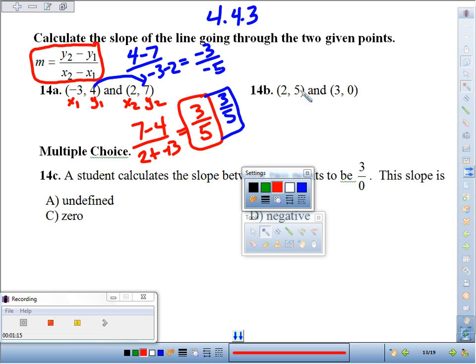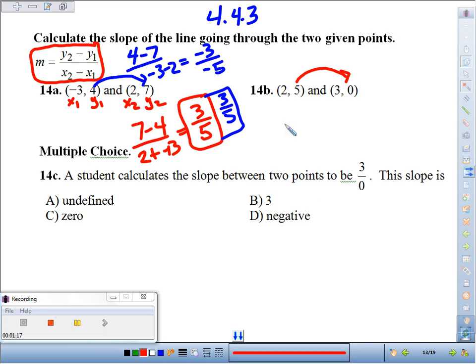14b, very similar. Maybe I'll go like this. I'm going to go y minus y, so 5 minus 0. Then I have to go this direction with my x's, 2 minus 3. We're looking at 5 over 2 minus 3, which is negative 1. And if we can, we always want to simplify. 5 divided by negative 1, we're looking at a slope of negative 5.